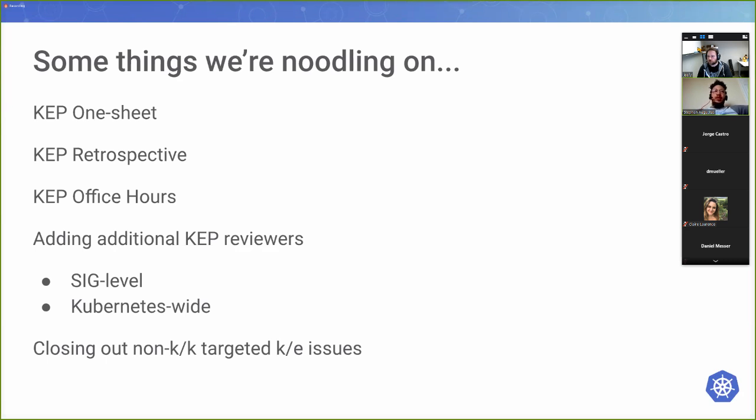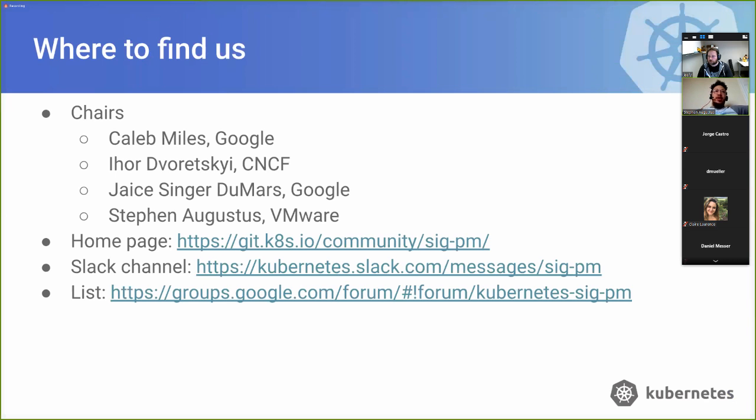So how can you reach us? Who we are: Caleb Miles, Ihor Dvoretsky, Jay Singer Dumars, and myself, Stephen Augustus. We are available. All of our info is on Kubernetes community, SIG-PM. The Slack channel, again, is SIG-PM, and the mailing list is Kubernetes SIG-PM. Thank you all for your time.